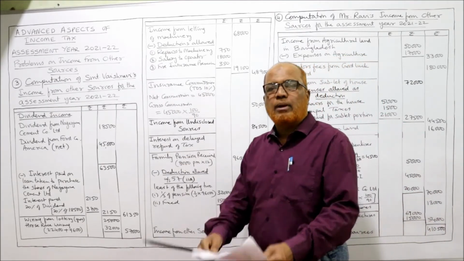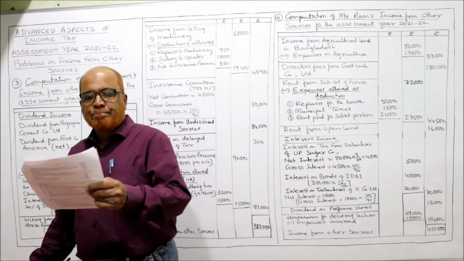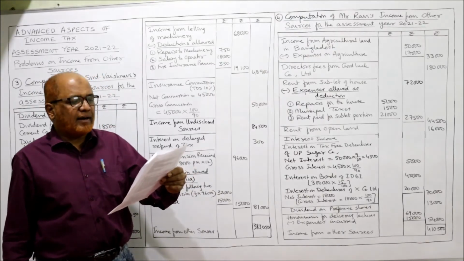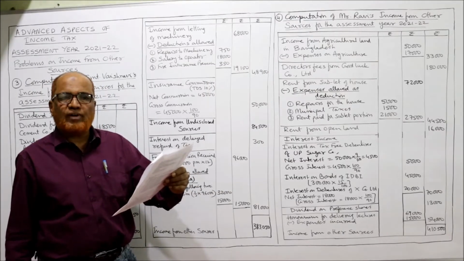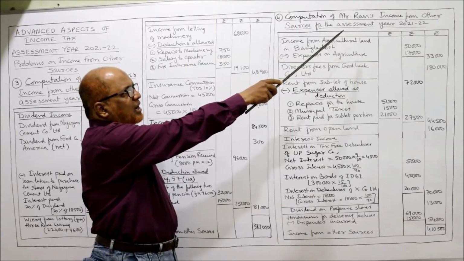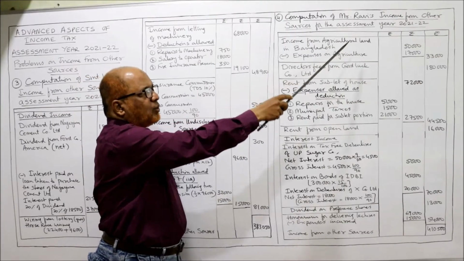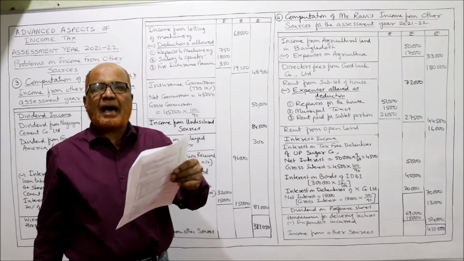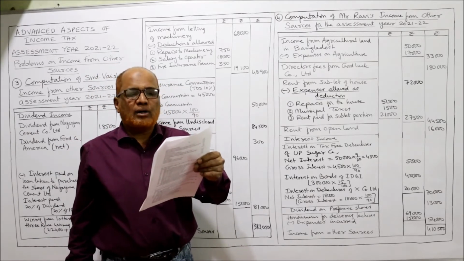Now I am reading out problem number 4. The following incomes are received by Mr. Ravi. Compute the income under the head income from other sources. One by one. First of all, computation of Mr. Ravi's income from other sources for the assessment year 21-22. Now one by one, try to understand. Income from agricultural land in Punjab, 2 lakh.